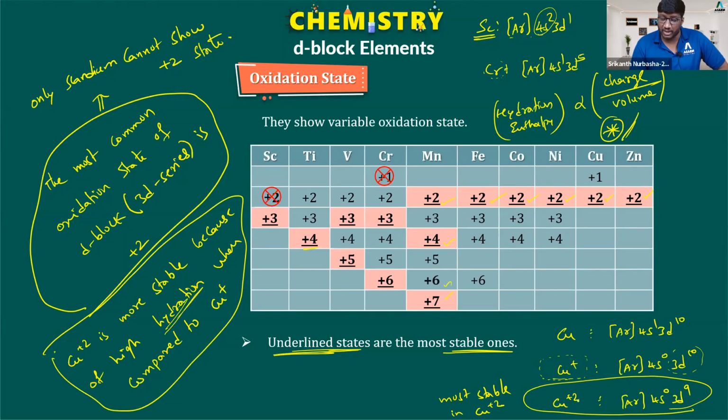Look at Cu plus 1 and Cu plus 2, which has more charge? Plus 1 and plus 2. Cu plus 2. Yes or no? Charge is higher for Cu plus 2. So the higher the charge, the higher will be the hydration enthalpy. So Cu plus 2 is highly hydrated. Because of that, it is more stable. Understood, students? Clear or not? Yes, sir, it is not just the electronic configuration.